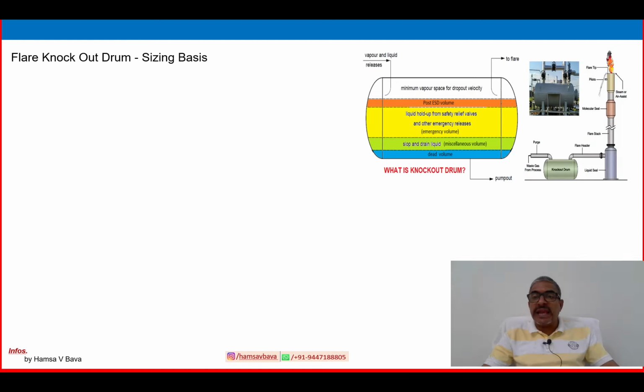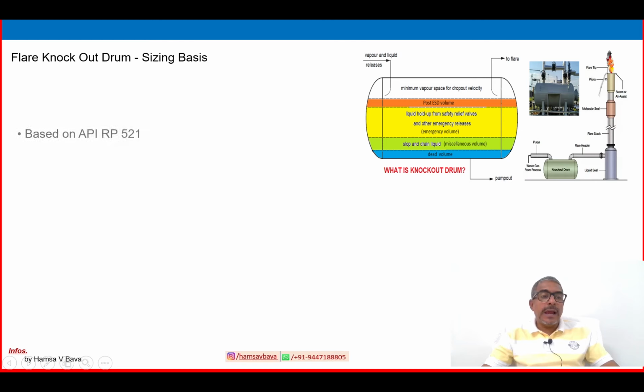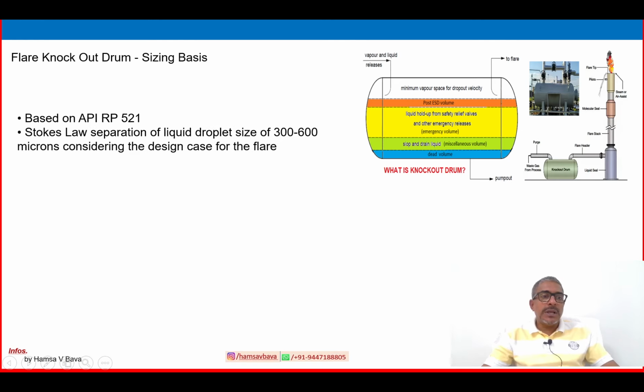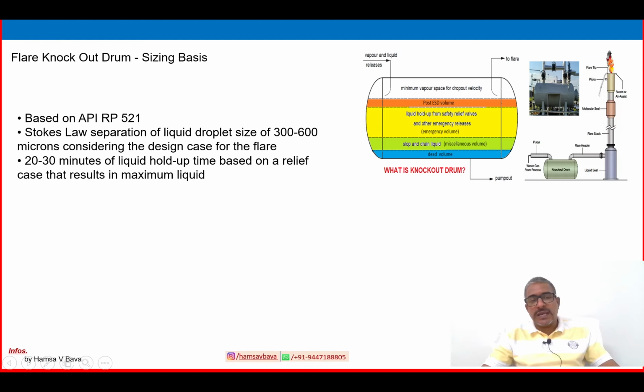Flare knockout drum design, you can see here, is based on API RP 521, that is for the design people, mechanical people, or process engineers. Stokes law separation of liquid droplet size of 300 to 600 microns, considering the design case of the flare. Stokes law is for liquid droplet size, which we study in fluid mechanics. 20 to 30 minutes of liquid hold up time based on a relief case that results in a maximum liquid, so 20 to 30 minute residence time.